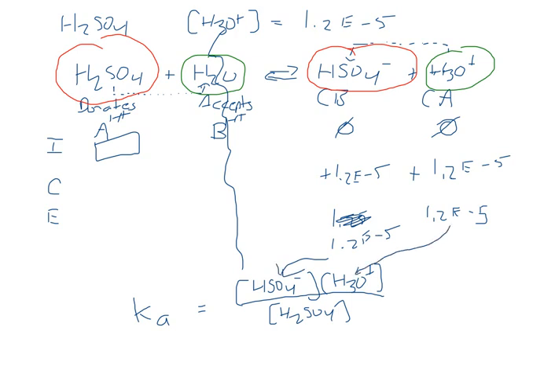Where am I going to find a Ka value? Yeah, we have a table in your data book. So go find your data book when you get a moment here, and find the Ka value for H2SO4. Yeah, it says it's very large.